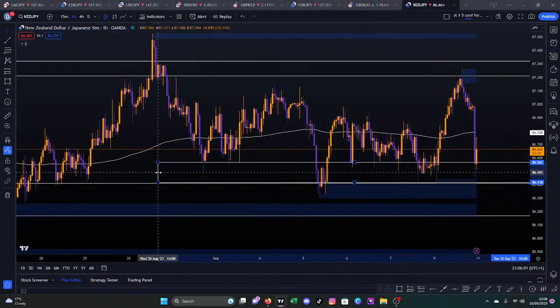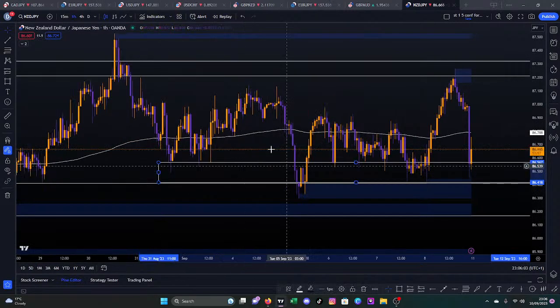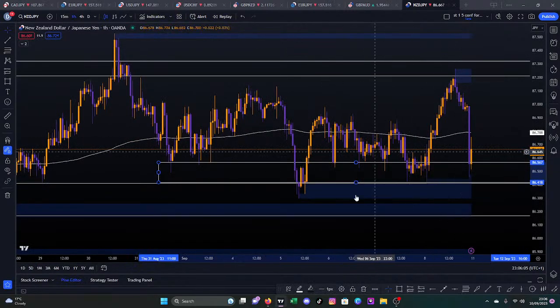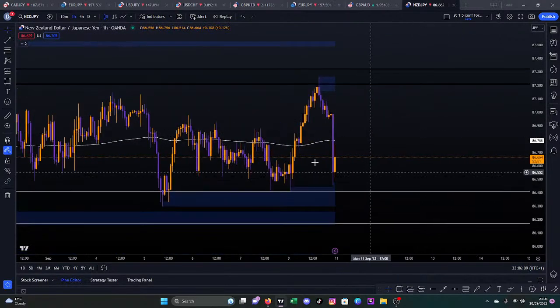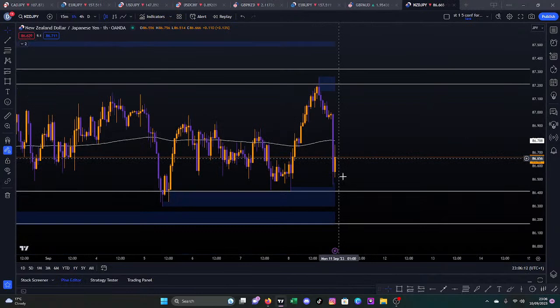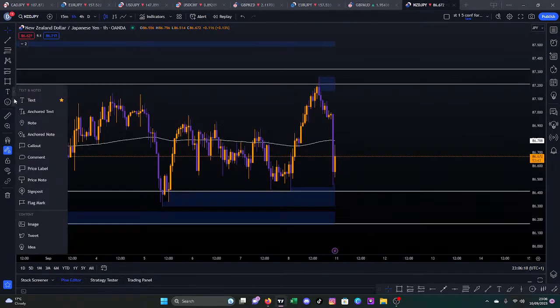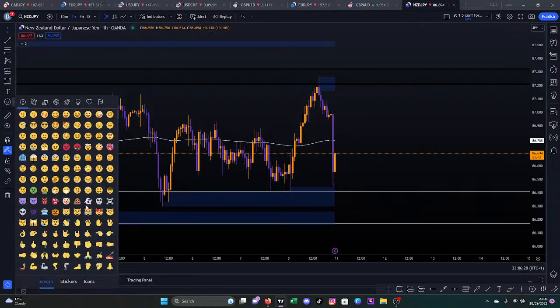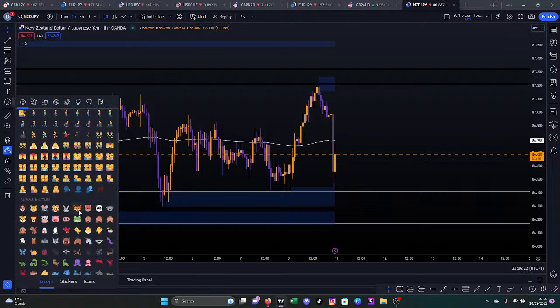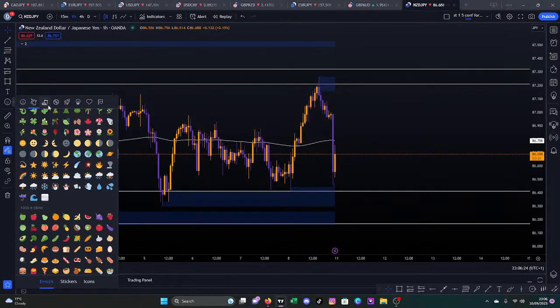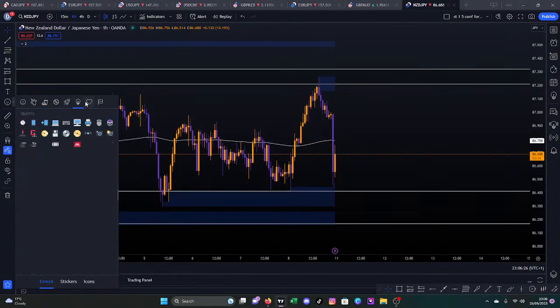Although it is looking very likely that it's forming a new zone, a new support zone, I'd still say it can still drop down a little bit more, touch down, and draw out the liquidity. I like to actually have the liquidity on.